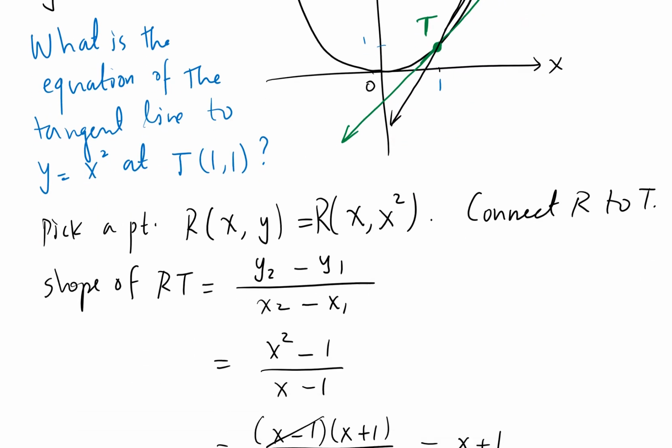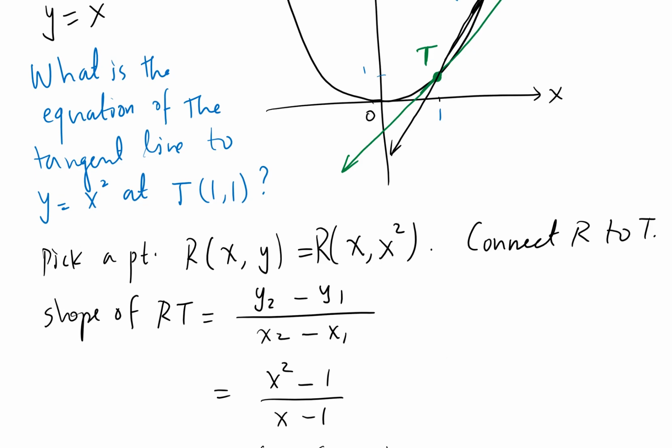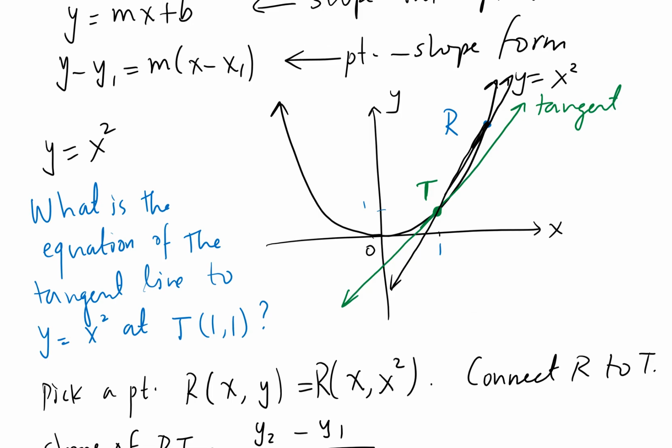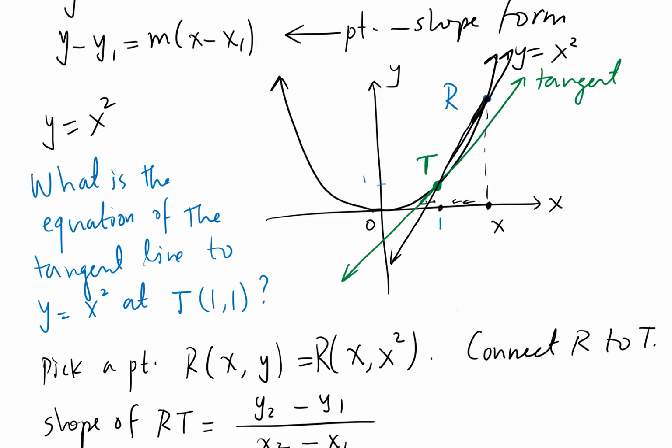So we found the slope of RT in terms of x. What am I going to do with this? I'm interested in finding the equation of the tangent line. I do know the point (1, 1). I just want to find the slope of that tangent line. How do I find the slope of the tangent line? Well, this is x here. What I'm going to do with this x is approach 1 from both sides, from this side of 1 and from this side of 1, and let's see what happens.